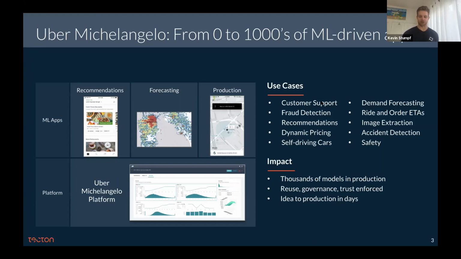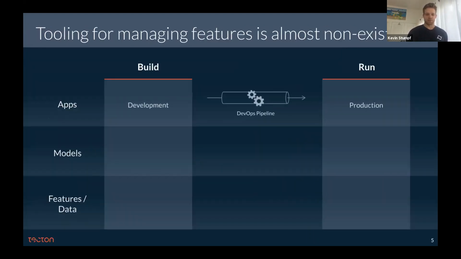So let's take a quick look at why is it actually so hard to get an operational ML model into production? Why does it take 6 months, 12 months? The reason for that is that you first have to recognize that a machine learning application really consists of three different parts: the application itself, the model, and the data.